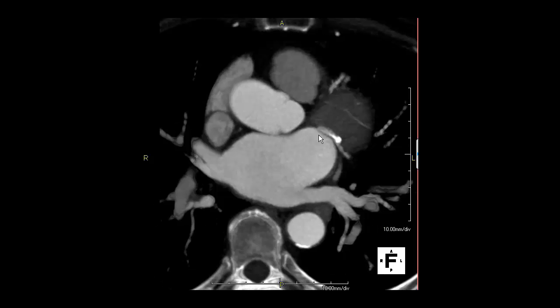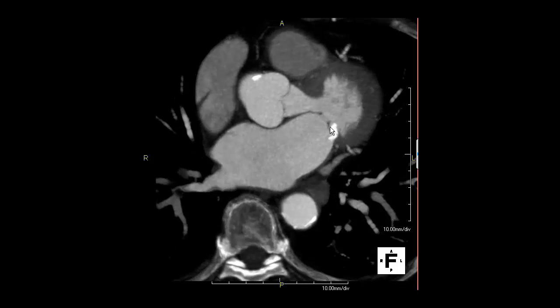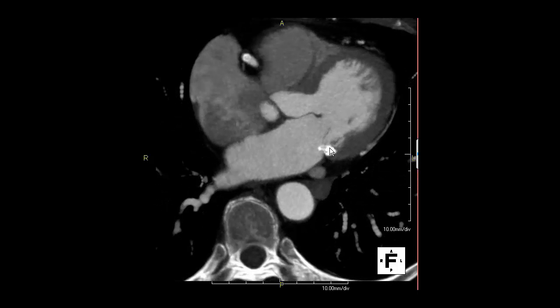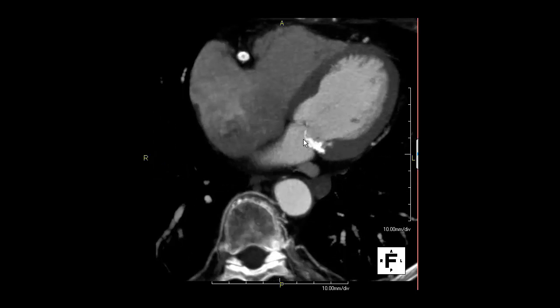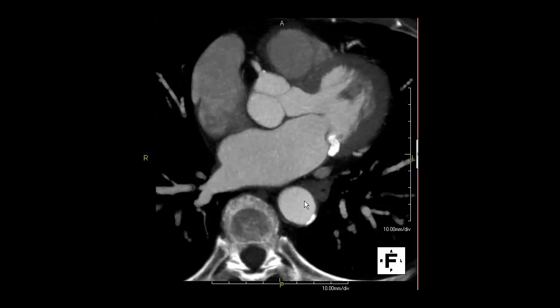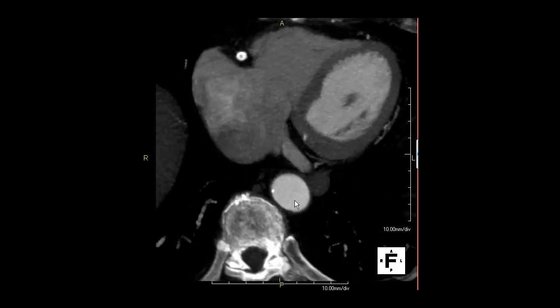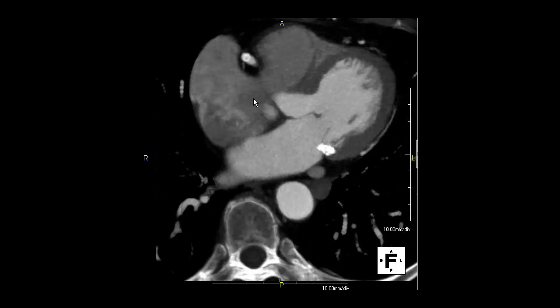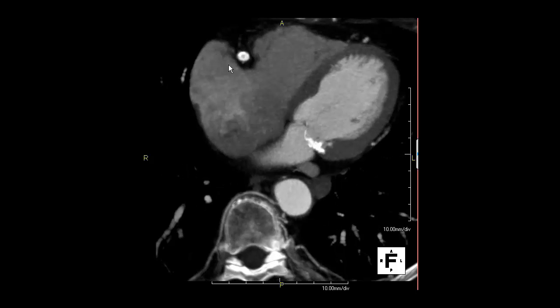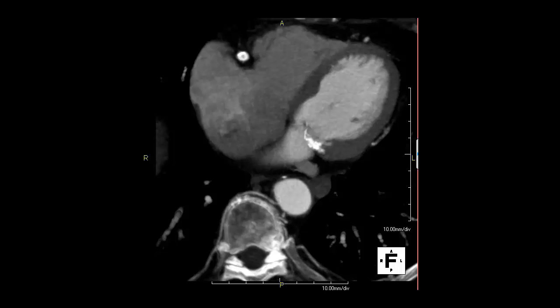Proceeding further down, we can see that there is some plaque in the aorta. There also is a relatively prominent mitral annular calcification in this area, the classic C shape of MAC. The thoracic aorta does have moderate plaque in the region. The left atrium was dilated. The right atrium at these levels, although it's difficult to measure, also suggests that it may well be dilated.